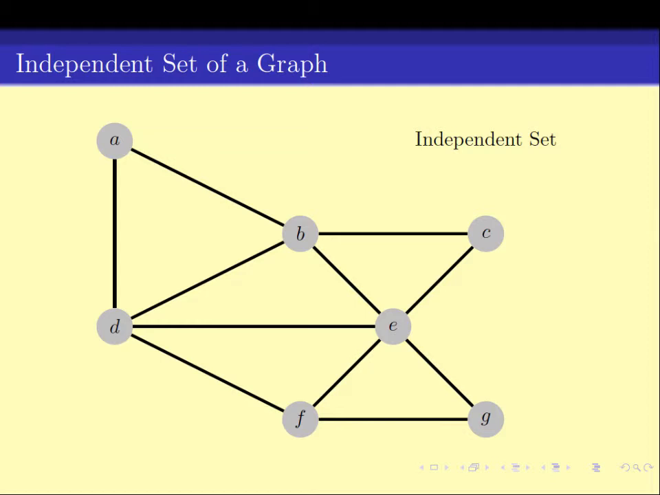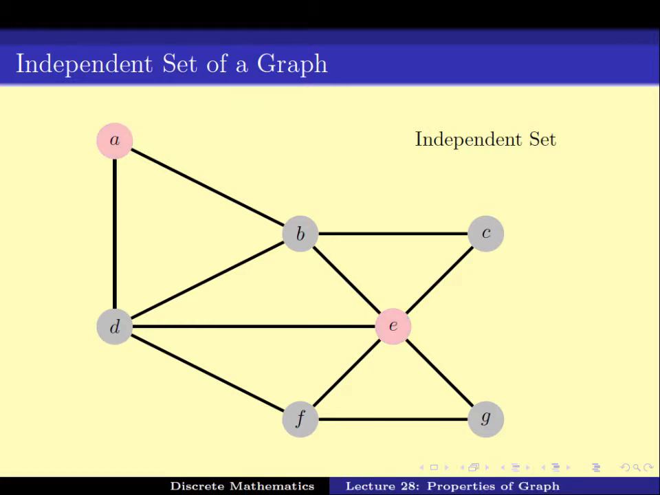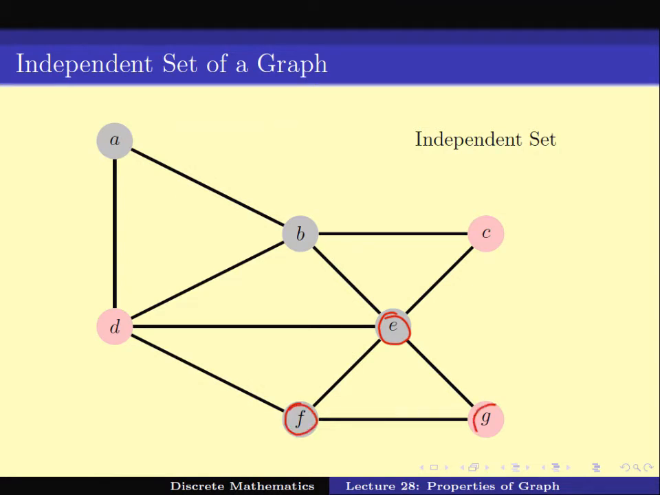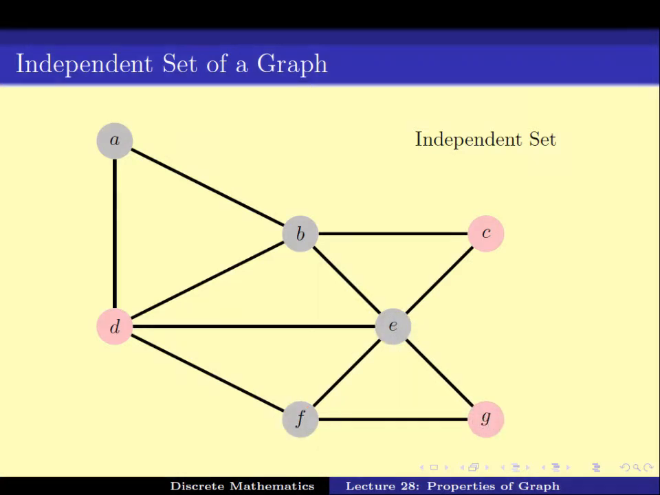So for example, if this is a graph, an independent set is this one, say A and E, because there is no edge between them. Or D, C and G forms another independent set. On the other hand, say C, F and G is a clique of size 3. Similarly, A, D and B is a clique of size 3 again.